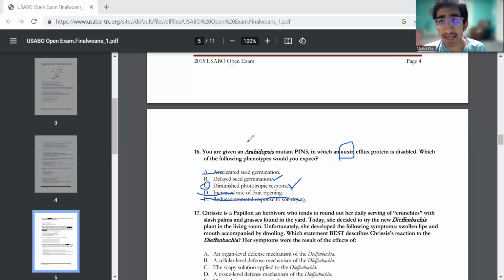But knowing auxin and its functions, as well as ethylene, abscisic acid, what else am I forgetting? Oh, it's just on the tip of my tongue. There's a couple more plant hormones that you really should know for the USABO, because they're really, really important.